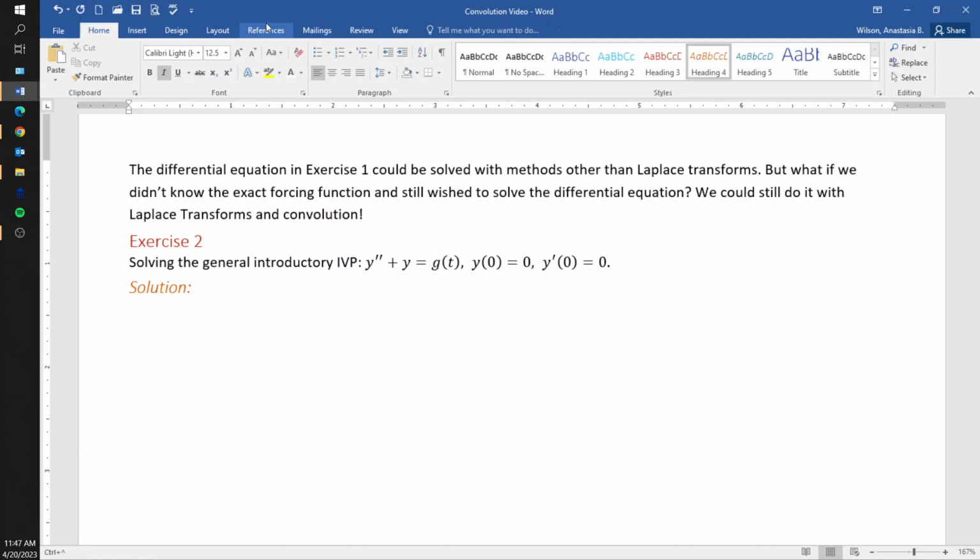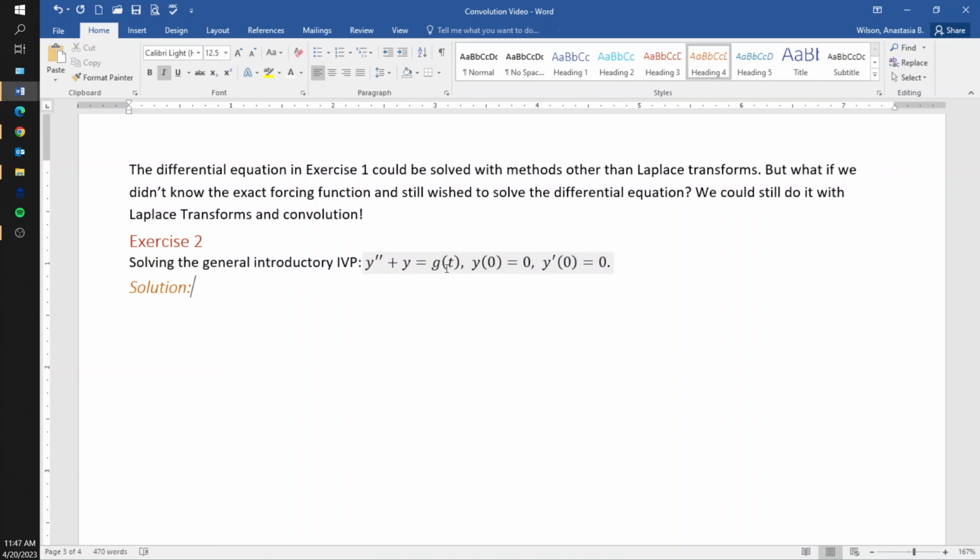Hello again. We are continuing our discussion of convolution in this video, and we just completed exercise 1 in the previous video, and we saw there that we could solve this introductory initial value problem if we had a right-hand side of t. But in that case, that was simple enough. We could have used other methods to solve it.